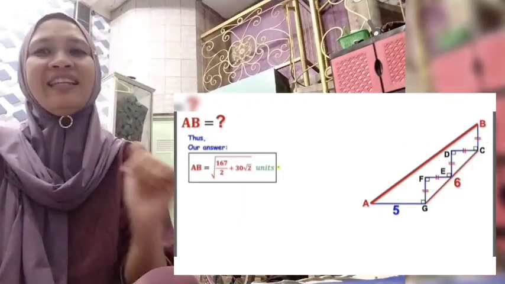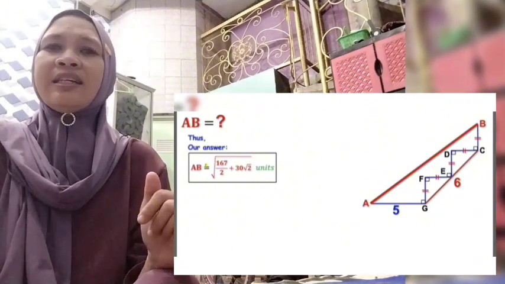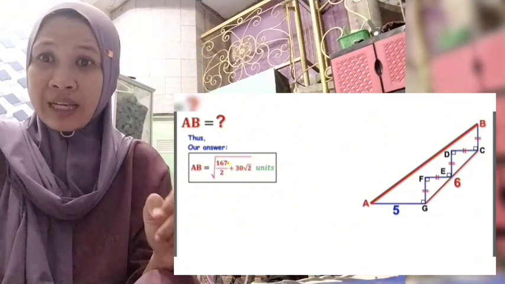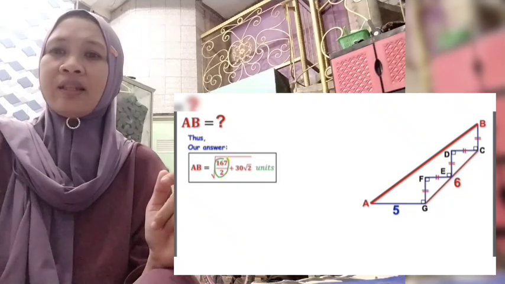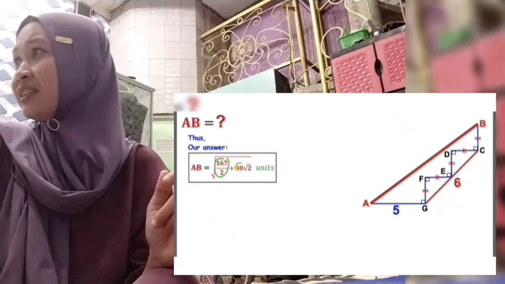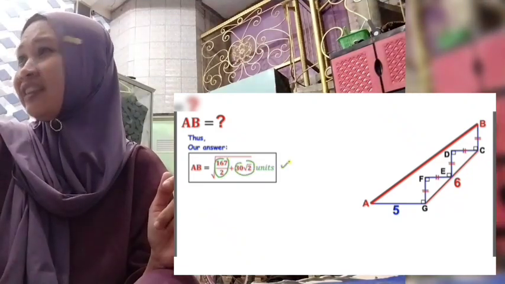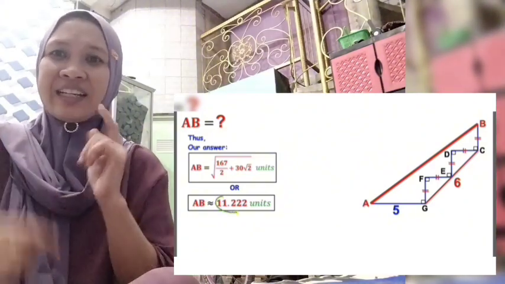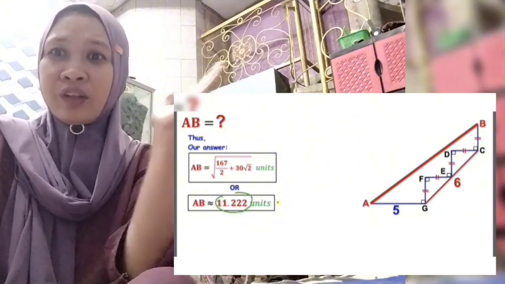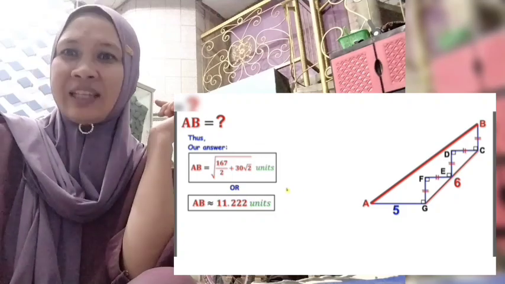So thus after all the calculations and manipulations, the AB segment length turns out to be the square root of 167 divided by 2 plus 30 times the square root of 2 units, and that is going to be approximately equal to 11.222 units as well. And that's our final answer.